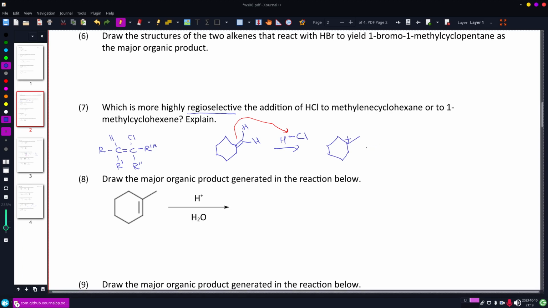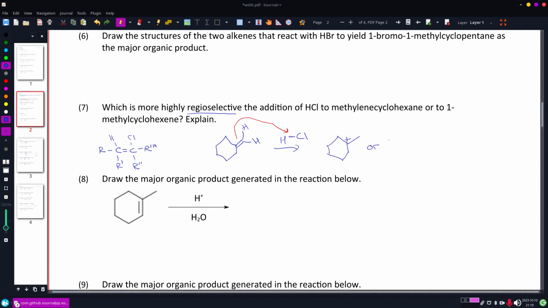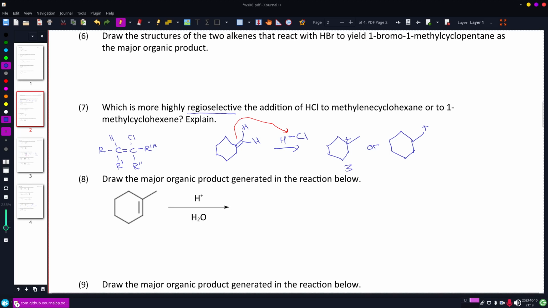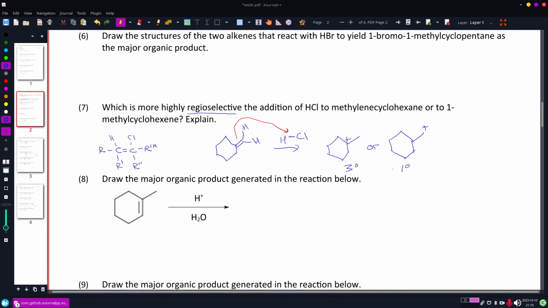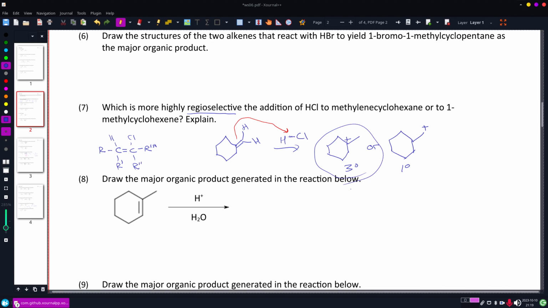We could either get that carbocation, or we get this carbocation. Either side of where that double bond was. This one's tertiary, that one is primary. When there's that big of a difference, you're pretty much only going to make that one.